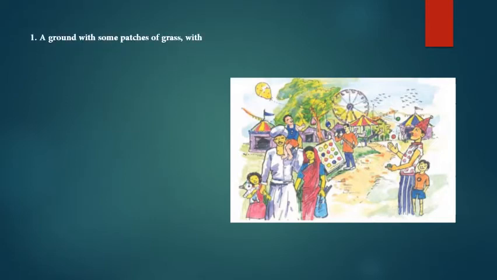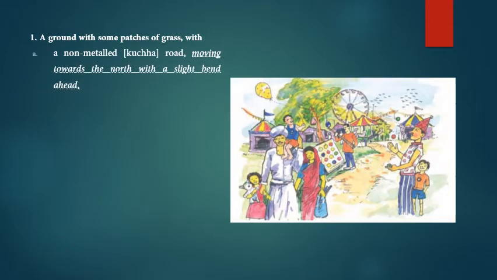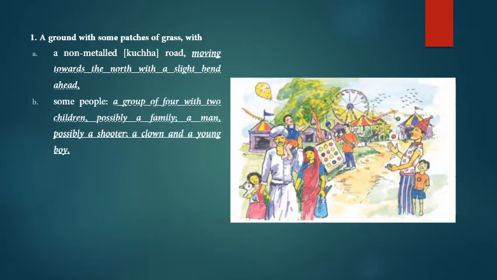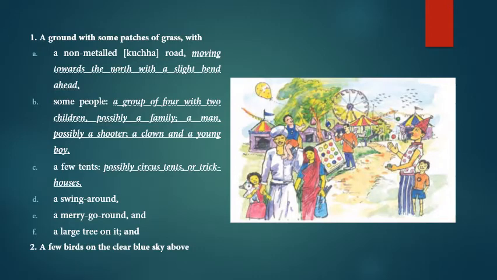A ground with some patches of grass with a non-metal road moving towards the north with a slight bend ahead. Some people, a group of four with two children, possibly a family, a man, possibly a shooter, a clown, and a young boy. A few tents, possibly circus tents or trick houses, a swing around, a merry-go-round, and a large tree on it, and a few birds on the clear blue sky above.